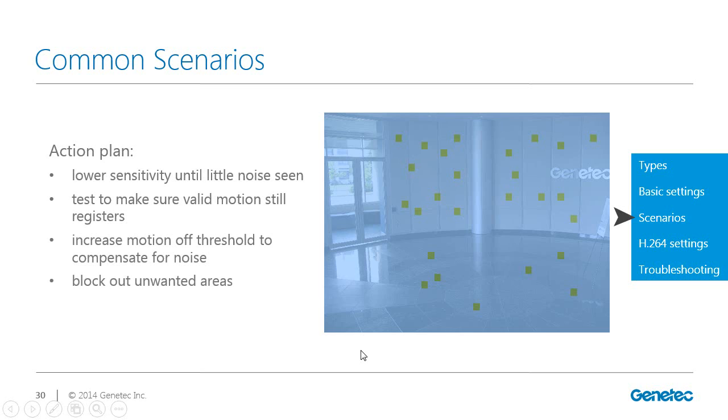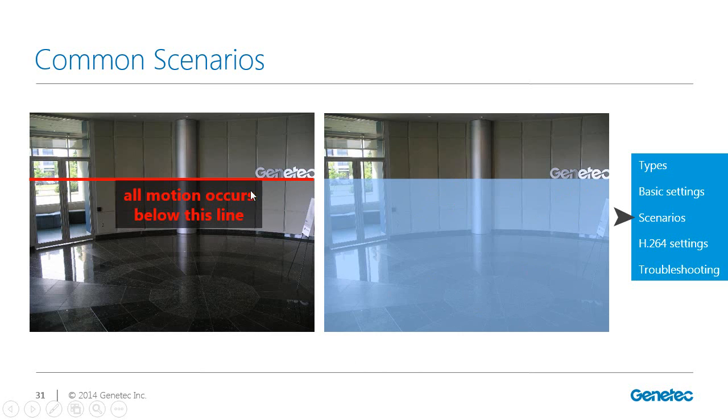We can use our motion zones to help out here as well. In this particular scene, most people walking by will be below the height of the logo. To compensate for the noise, we can set the zone to ignore any blocks that are at the logo height or higher. So this would be our zone, like right here.